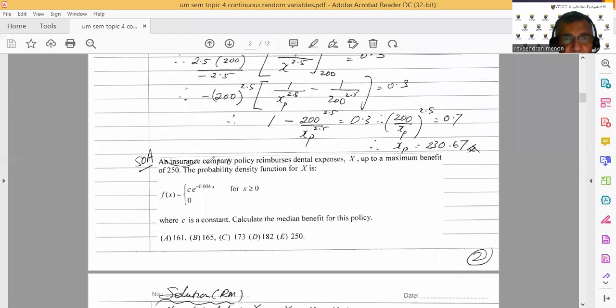We have, let's see, an insurance company. Let me look at my sheet of paper, right? An insurance company policy reimburses dental expenses up to a maximum benefit of 250. So, okay. The maximum benefit is 250. The probability density function they gave me soon, right?